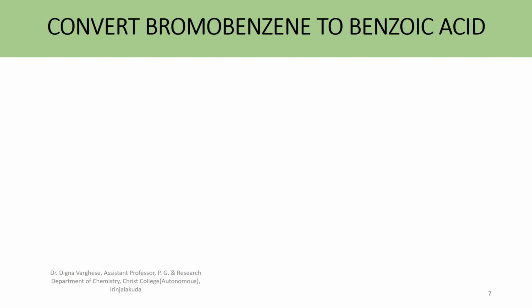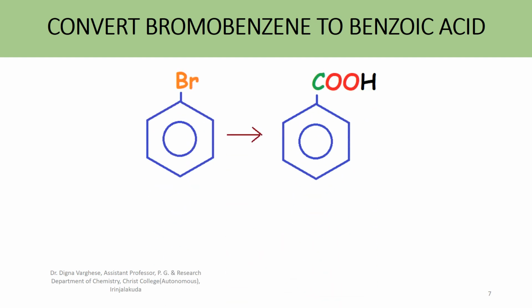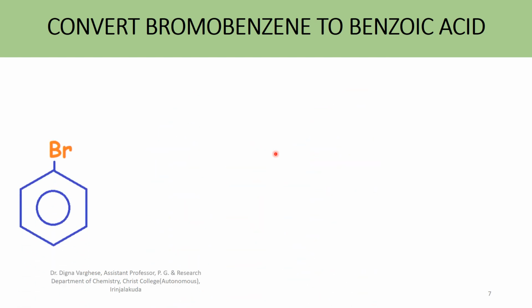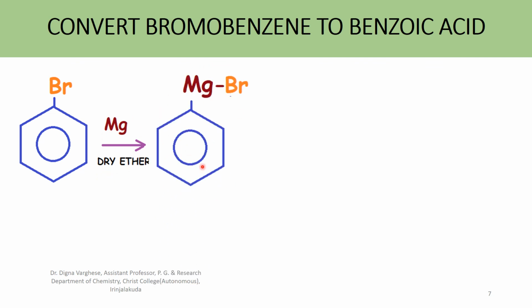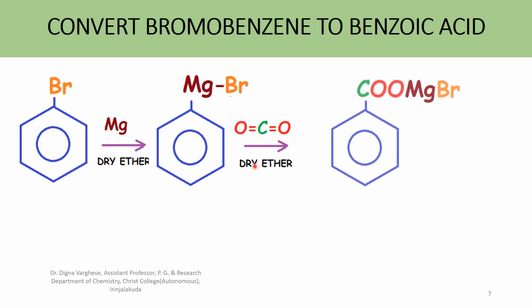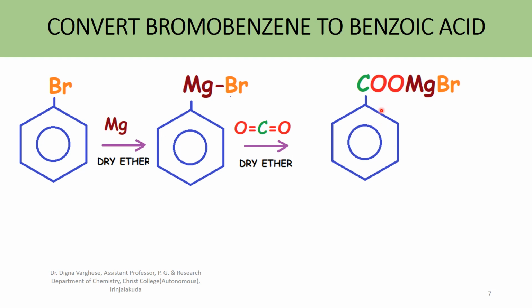Here you can see the conversion of bromobenzene to benzoic acid. The bromobenzene is converted into benzoic acid. It involves 3 steps. In step 1, the bromobenzene reacts with magnesium in dry ether medium to form a Grignard reagent, that is phenyl magnesium bromide. In step 2, it reacts with solid carbon dioxide, that is dry ice, in dry ether medium to form an adduct, that is benzene COO minus Mg plus Br.